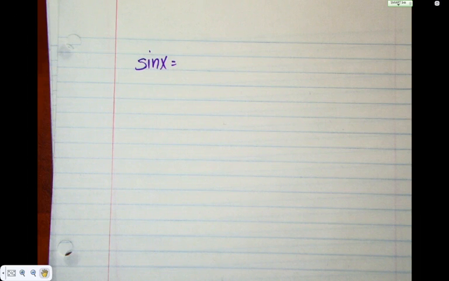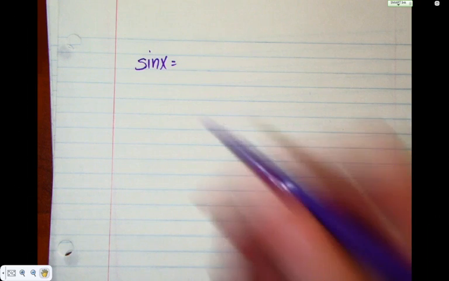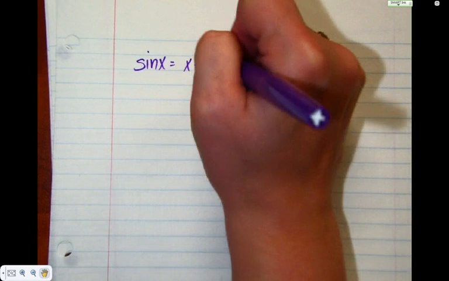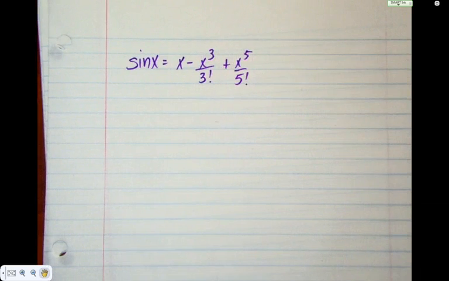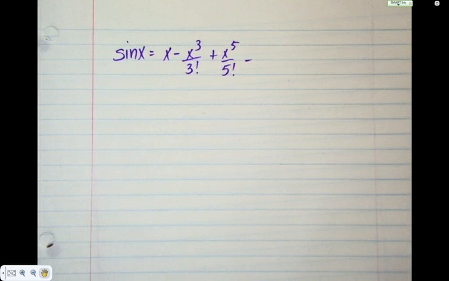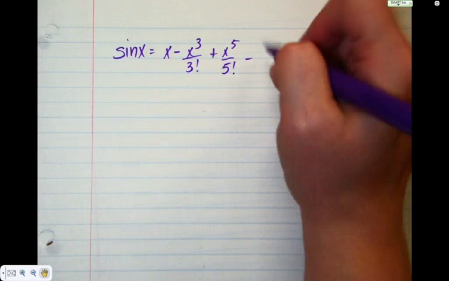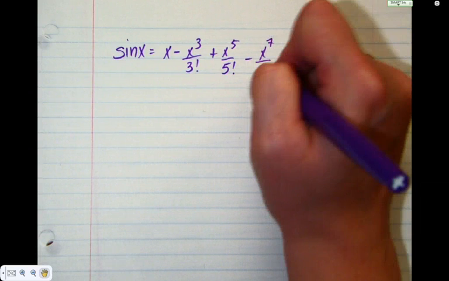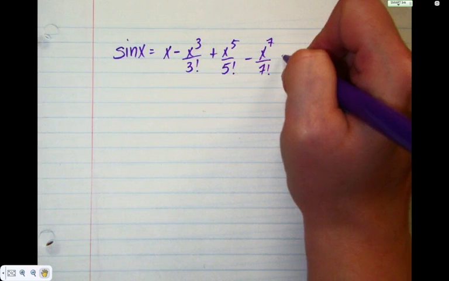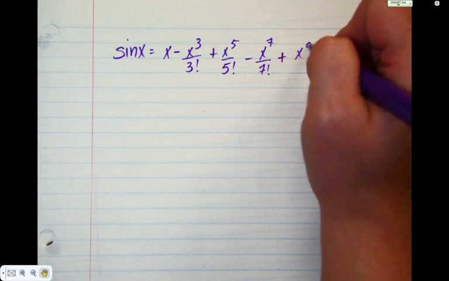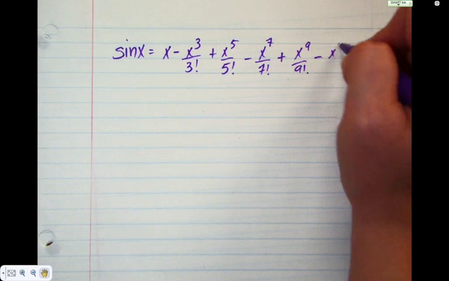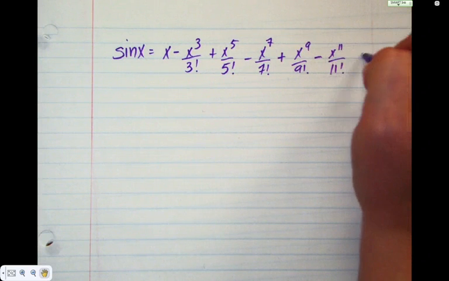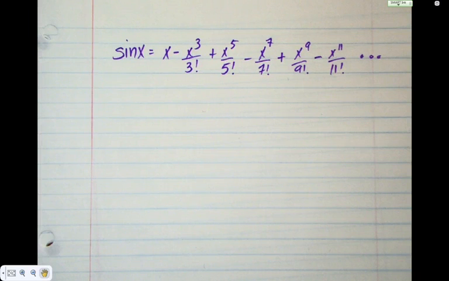Well, here's the actual formula for sine. Yes, it's O over H, but that's not what your calculator does when you're calculating it. The formula for sine is x minus x cubed divided by 3 factorial, plus x to the 5 over 5 factorial, minus x to the 7 over 7 factorial, plus x to the 9 over 9 factorial, minus x to the 11 over 11 factorial, forever.